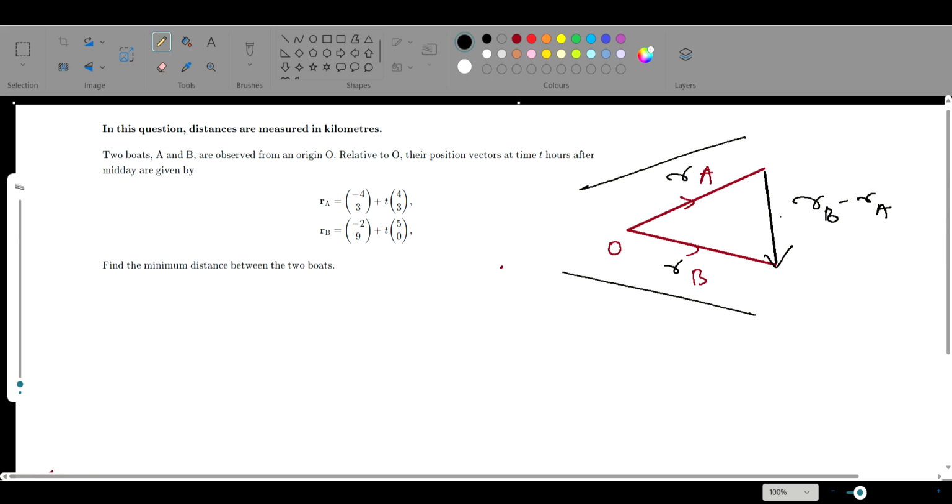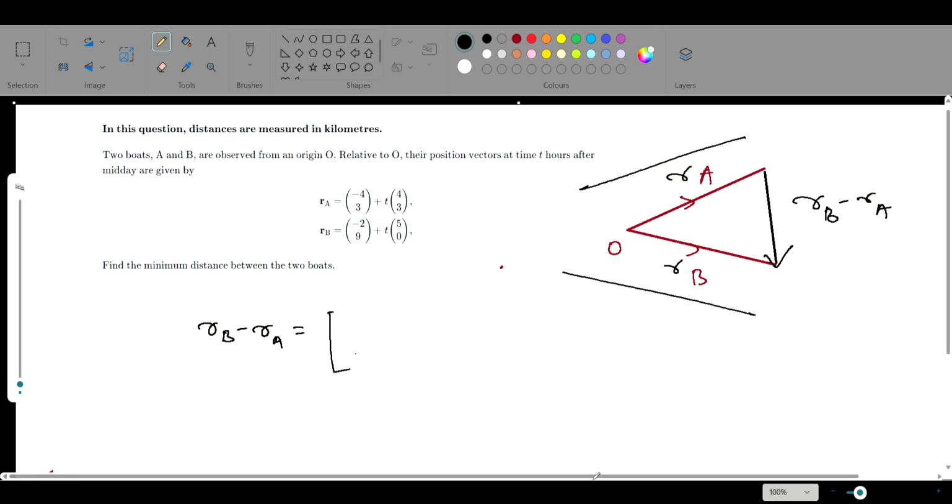Once I develop this vector RB minus RA, what I'm going to do is figure out the magnitude of RB minus RA. Once I have the magnitude, I'll draw this expression in my graphic display calculator and ask it to give me the minimum. Are you getting this point? So first, plot the RB minus RA expression.